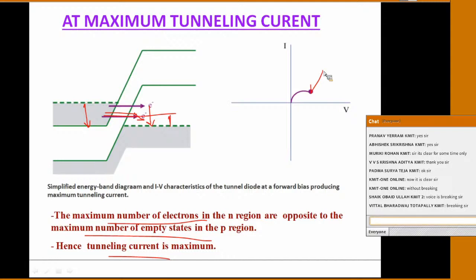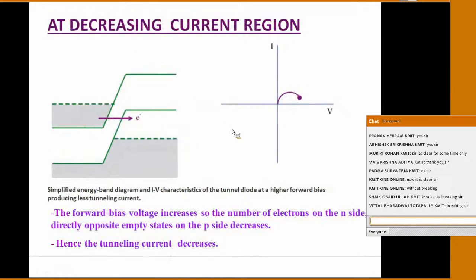Now, next, what is going to happen? Still you are increasing the positive voltage. I am assuming this is for 0.3 volts; the previous diagram is for 0.1. Next, if you apply 0.5 volts, the conduction band is going upside and the valence band is going downside. Once again, the free states are only a small portion, so once again the current will be reduced.